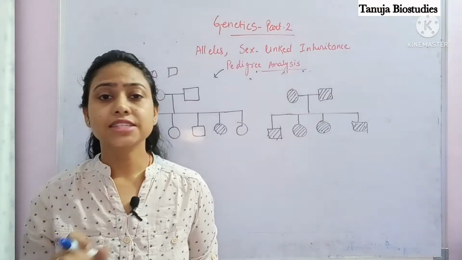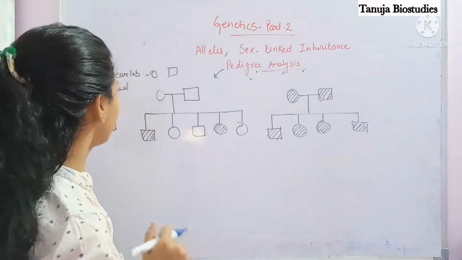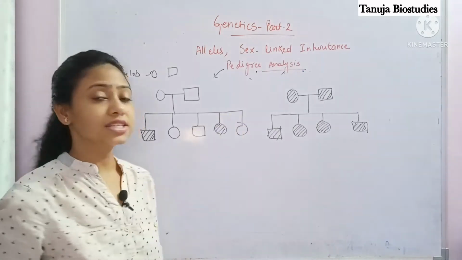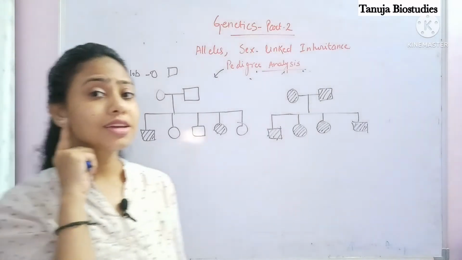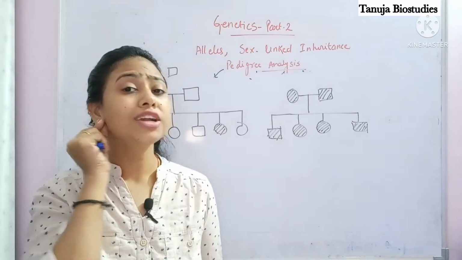Now let's take one more example which is given in your book. There are 2 pedigree charts given. The example is earlobe, whether it is free or attached.